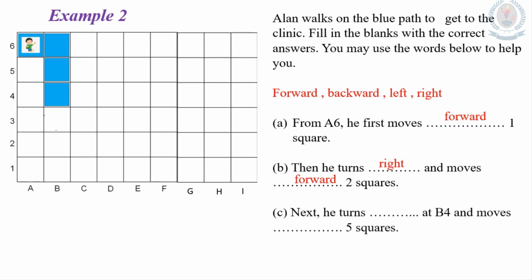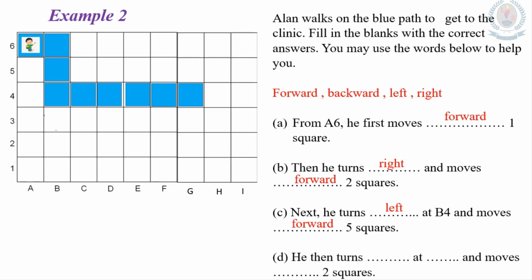Question C. Next he turns blank at B4 and moves blank 5 squares. Now look at the grid and tell me the answer. Yes, very good. Left and forward we can use. Next he turns left at B4 and moves forward 5 squares.